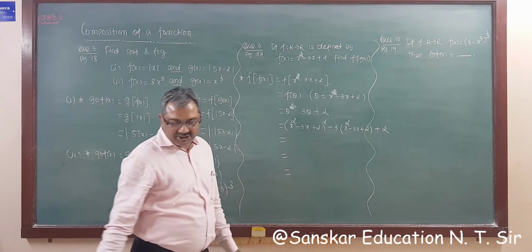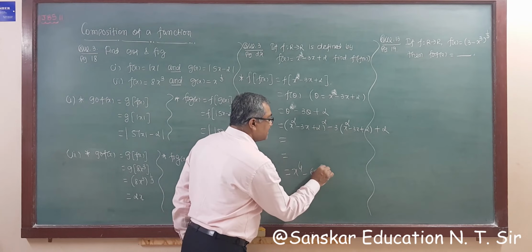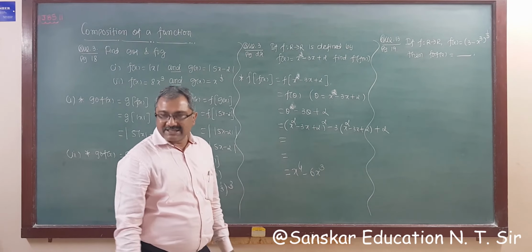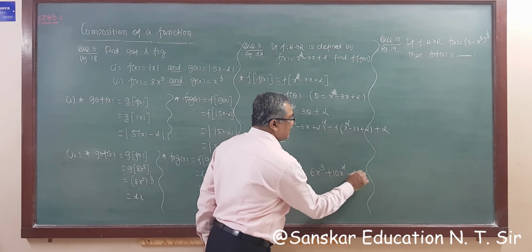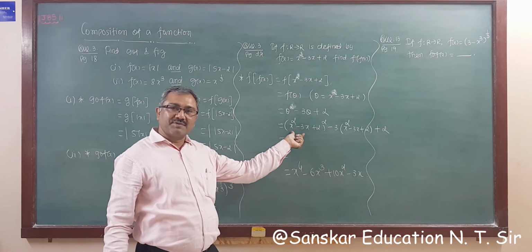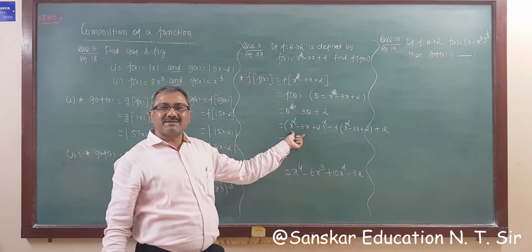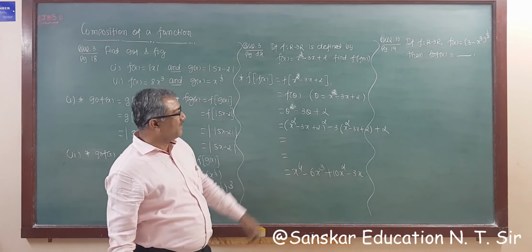So I'm writing from the textbook. The answer given is x raised to 4 minus 6x cube plus 10x square minus 3x. Then you have to simplify, because you know the formula for (a plus b plus c) whole square is a square plus b square plus c square plus 2ab plus 2bc plus 2ac, right?